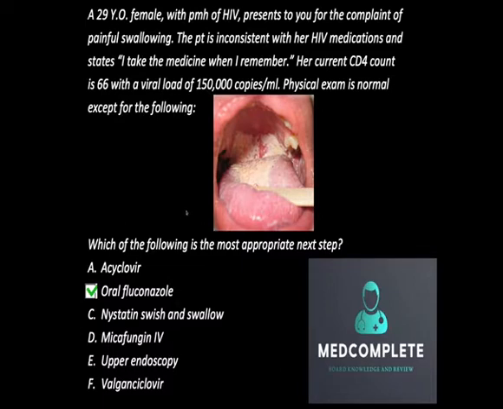Okay. The third most common cause is CMV, and they tend to give you linear ulcerations, and obviously ganciclovir will be the treatment there. But that's less likely to be tested on your exam. It's more likely that you will have candida or herpes being tested.